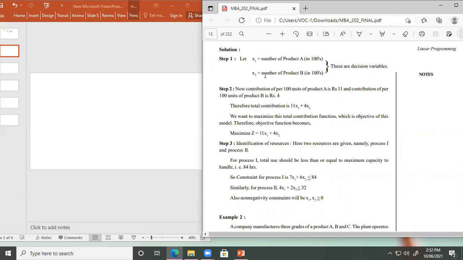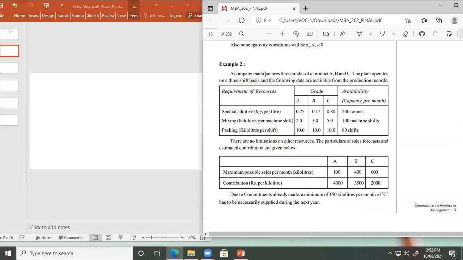The next step is to identify the resources. So how will you do that? First, you have to consider the constraint for process 1, that is 7x1 plus 6x2, which is less than or equal to 84. So you have to formulate the equation. Process 2: 4x1 plus 2x2, which is less than or equal to 32. Also the non-negativity constraints: x1 and x2 are greater than or equal to 0. You have to consider the constraints.